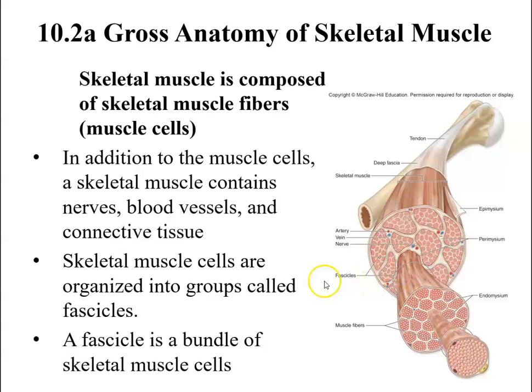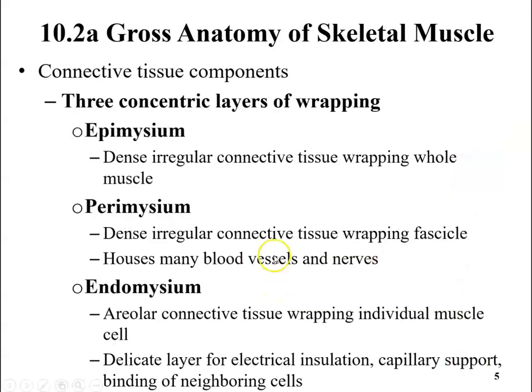And a fascicle is a bundle of skeletal muscle cells, as we said. There's going to be some connective tissue components, 3 concentric layers of wrapping, in fact. There's the epimysium, the perimysium, and the endomysium. The epimysium is dense, irregular connective tissue wrapping the whole muscle, okay? The perimysium is going to be dense, irregular connective tissue wrapping the fascicle.